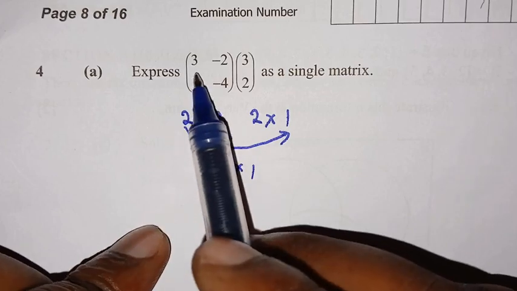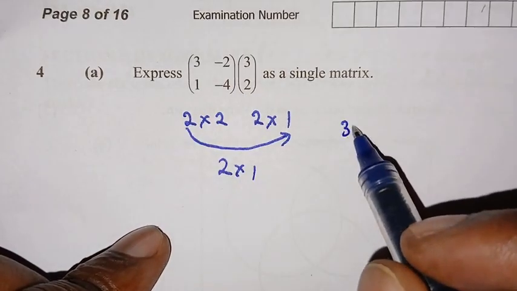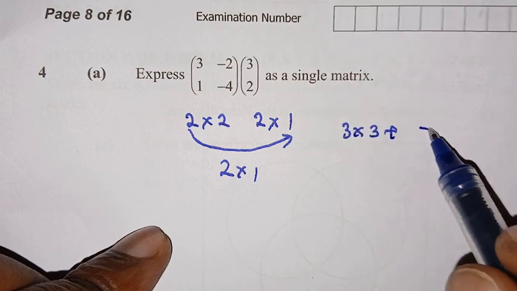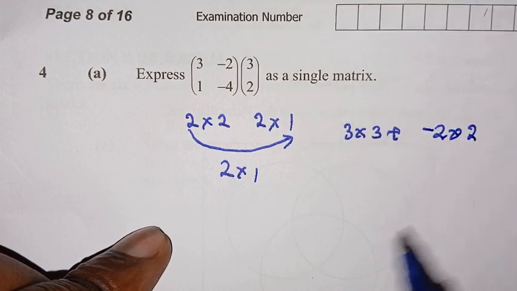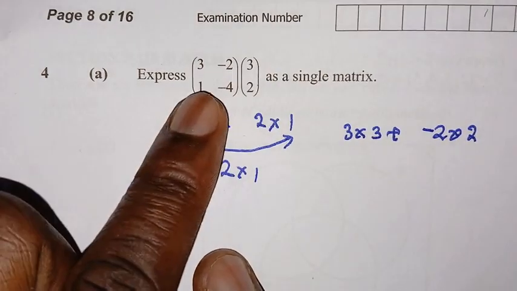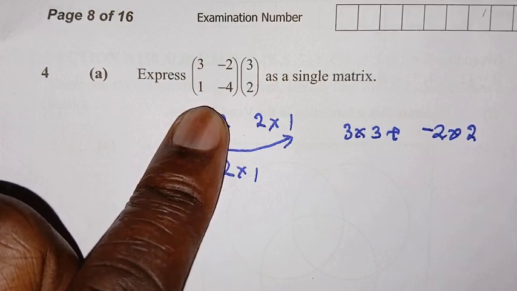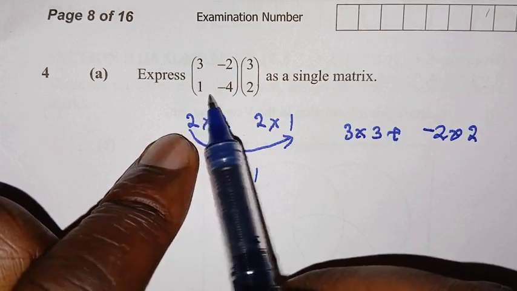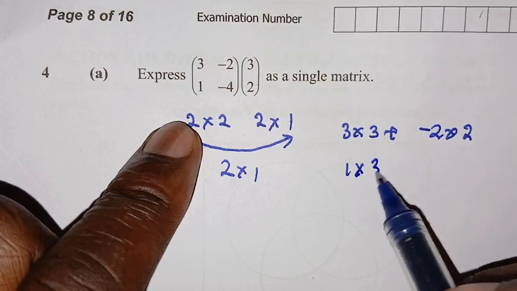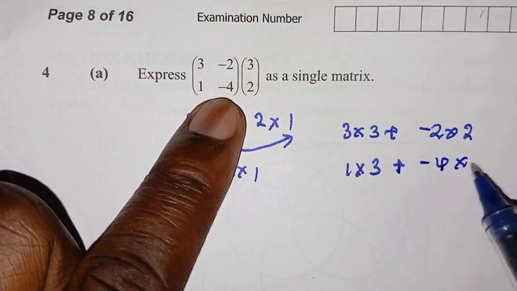So how do we multiply matrices? It's a row by a column. What I mean is, it will be 3 by 3 plus negative 2 by 2. Okay, this row and this column, it's done. So I'll need to come to the second row, and then by the same column here. So it will be 1 by 3 plus negative 4 by 2.